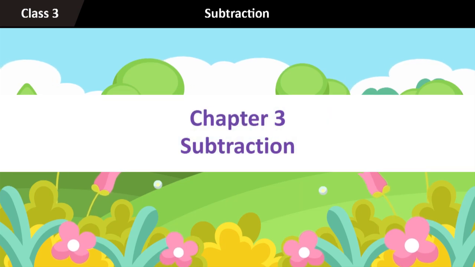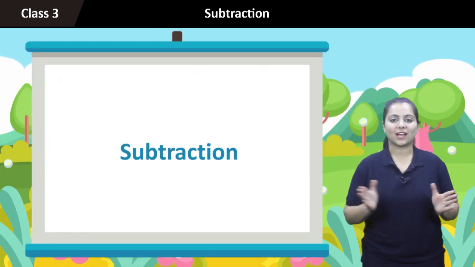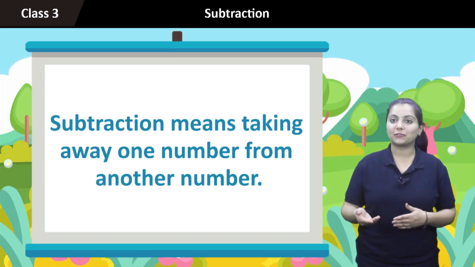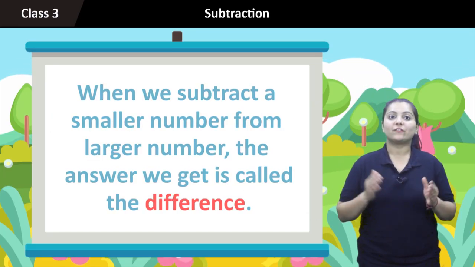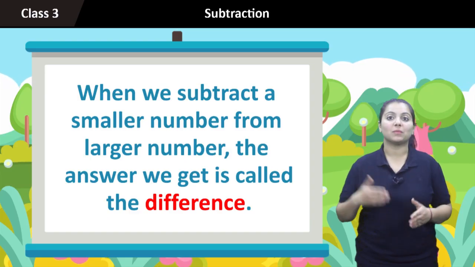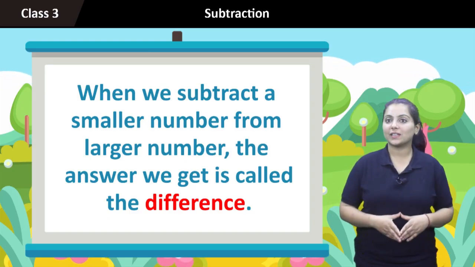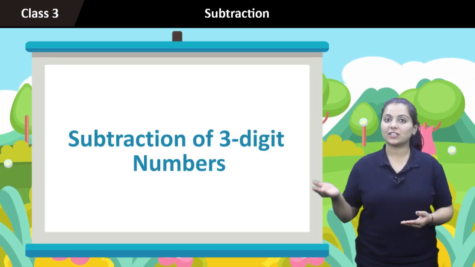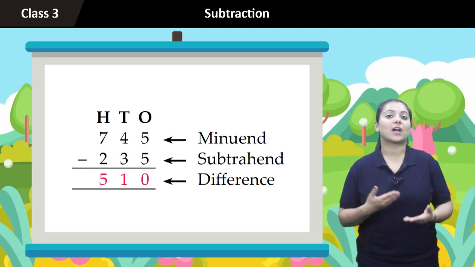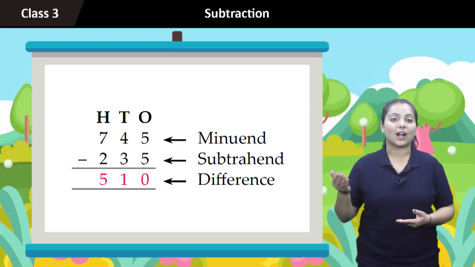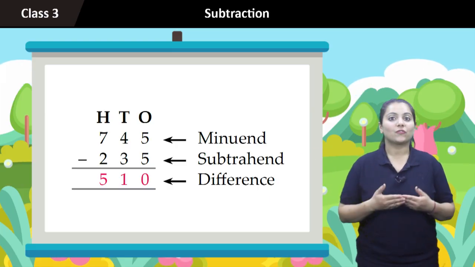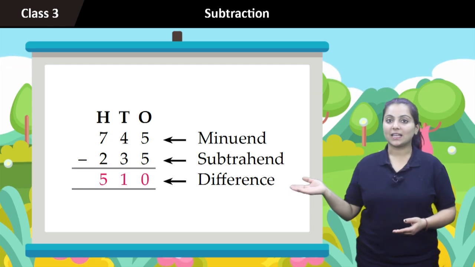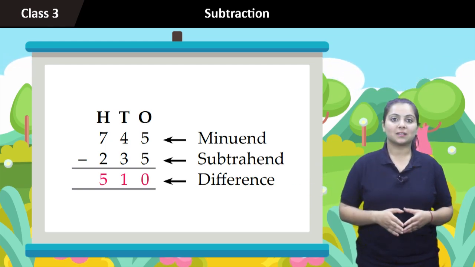Chapter 3. Subtraction. Subtraction means taking away one number from another number. When we subtract a smaller number from a larger number, the answer we get is called the difference. Subtraction of 3-digit numbers. While subtracting, always write the larger number on the top. First subtract ones, next tens, and then hundreds.